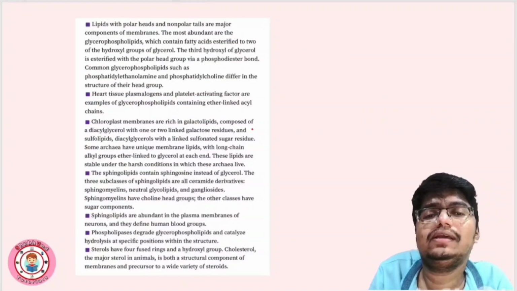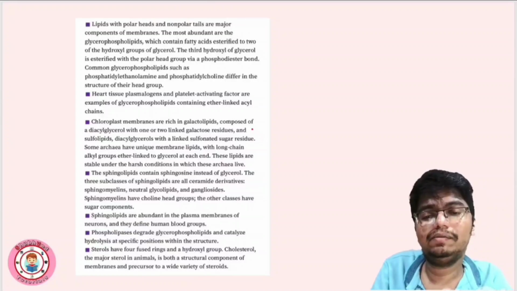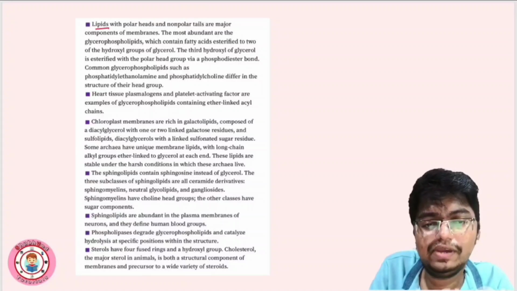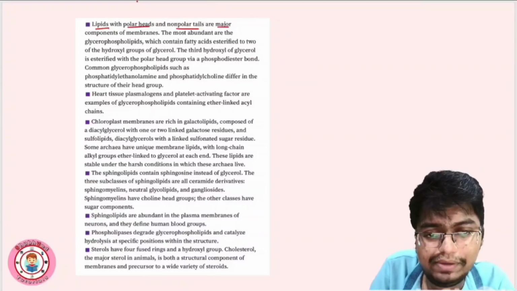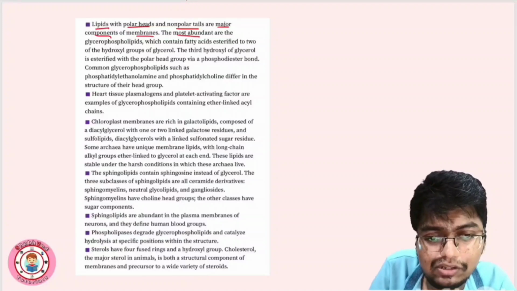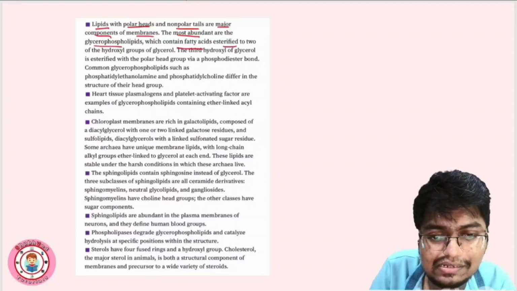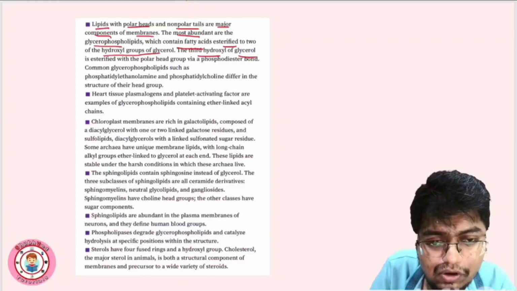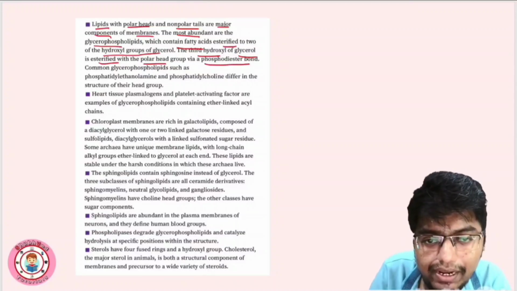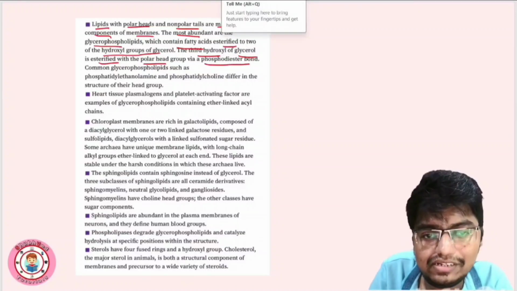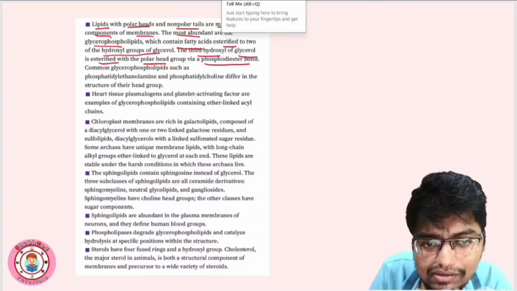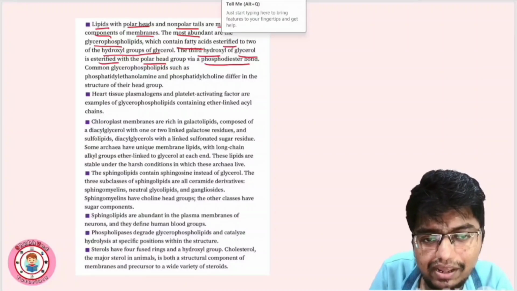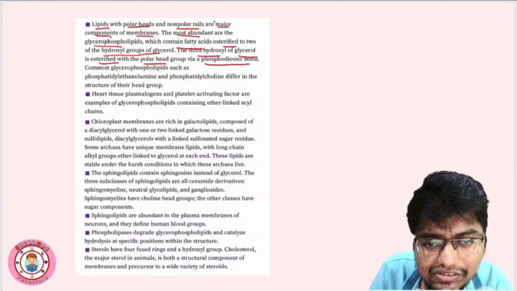So this is also like a summary of points about membrane lipids, right? Lipids with polar head and non-polar tail are major components of membrane. The most abundant are glycerophospholipids, which contain fatty acid esterified to the 2-hydroxyl of glycerol. The third hydroxyl of glycerol is esterified with the polar head group via phosphodiester bond. So in glycerophospholipid, the 2-hydroxyl group has esterification, right? And the third hydroxyl is attached to the polar head group via phosphodiester bond.